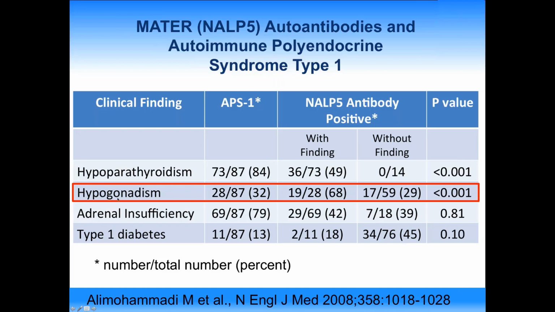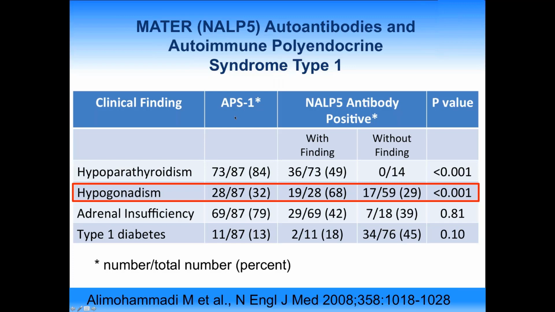A third of women with APS1 had POI. 19 out of 28, or 68%, had moderate antibodies. But if they didn't have POI, only 29% had antibodies. So overall, that's highly significant. Hypogonadism is associated with anti-moderate antibodies in APS1.